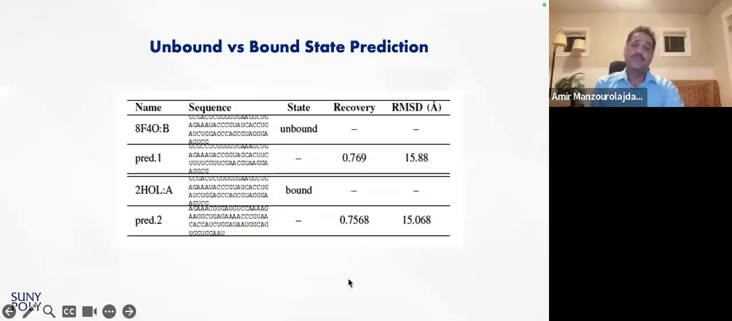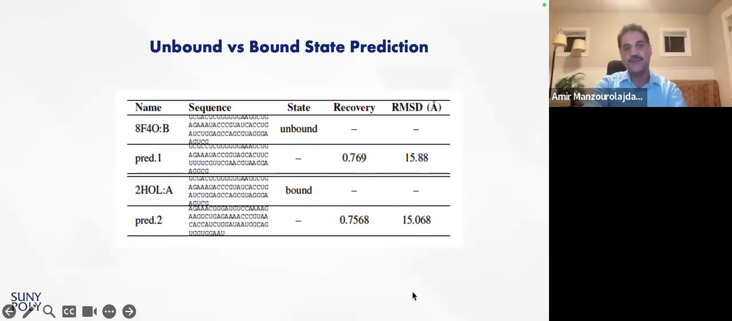So we took a closer look at how our model predicts the bound state of the TPP versus the unbound state. We took 2 candidate predicted sequences, PRED1 and PRED2, which were derived from their corresponding bound state and non-bound state templates, which were experimentally resolved. And they had a very high sequence recovery. So these sequences are very similar to the original template. And we wanted to see if the structure is also very similar to the original template.